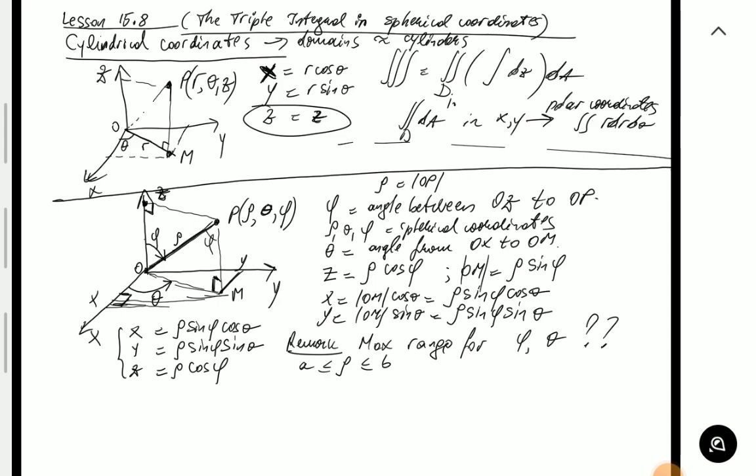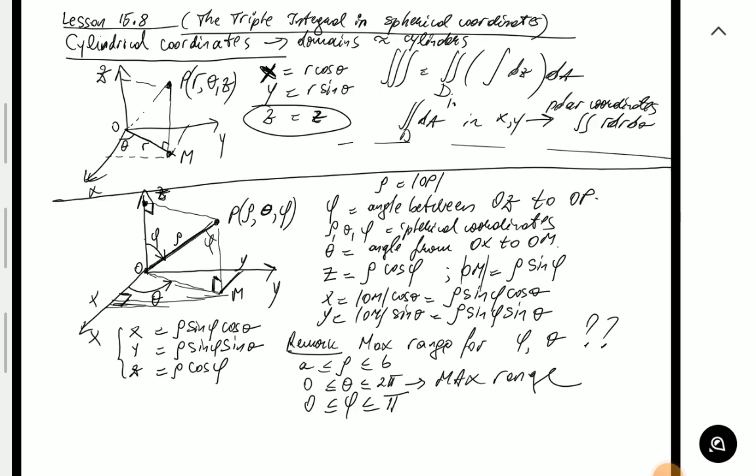But what about the maximum range for phi? Well, notice that since theta can go all the way around the origin in the xy plane, theta is between 0 and 2 pi. Again, not always. This is just the maximum range for theta. Which means phi, and look carefully at the picture, its maximum range is actually only 0 to pi. You don't have to go around 2 pi because that's taking care of theta.